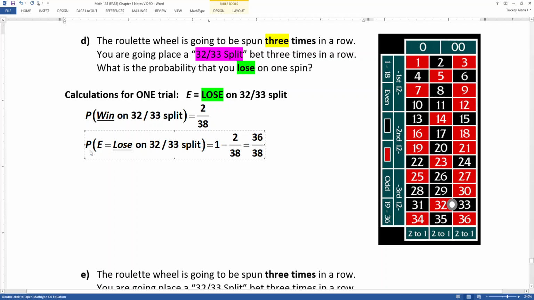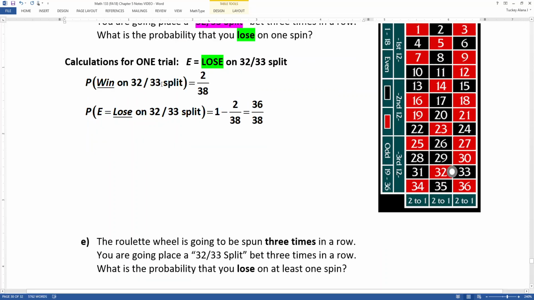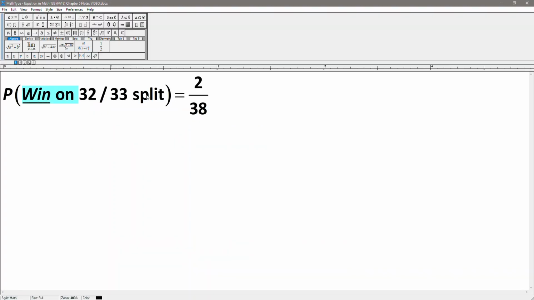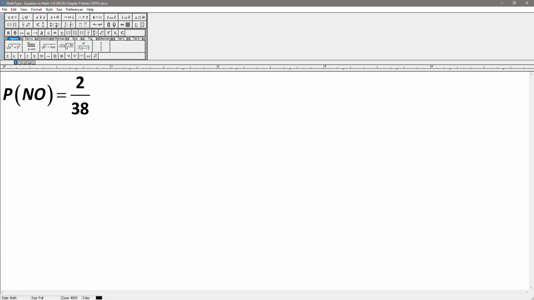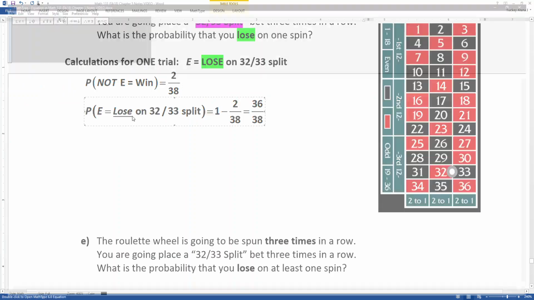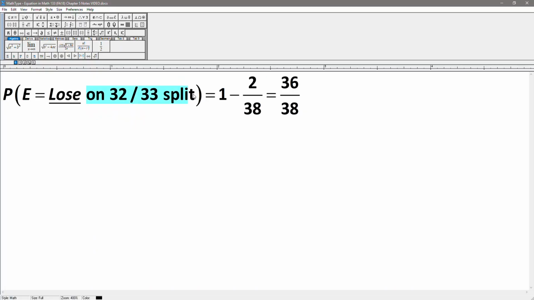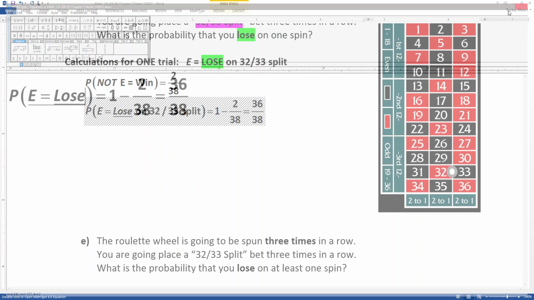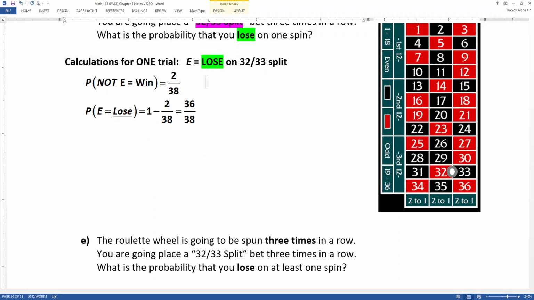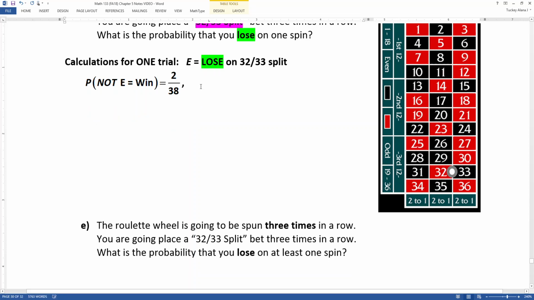Okay, great, wonderful. If we want to change this to events, this is actually not E, right? Because this is winning. Not event E is winning. And then event E was actually losing, right? So losing on that 32-33 split was event E. Strange, I know, because we're so used to winning being the event we're looking for, but it's not always. So in this case, it's not, because they specifically ask us for the probability of losing.